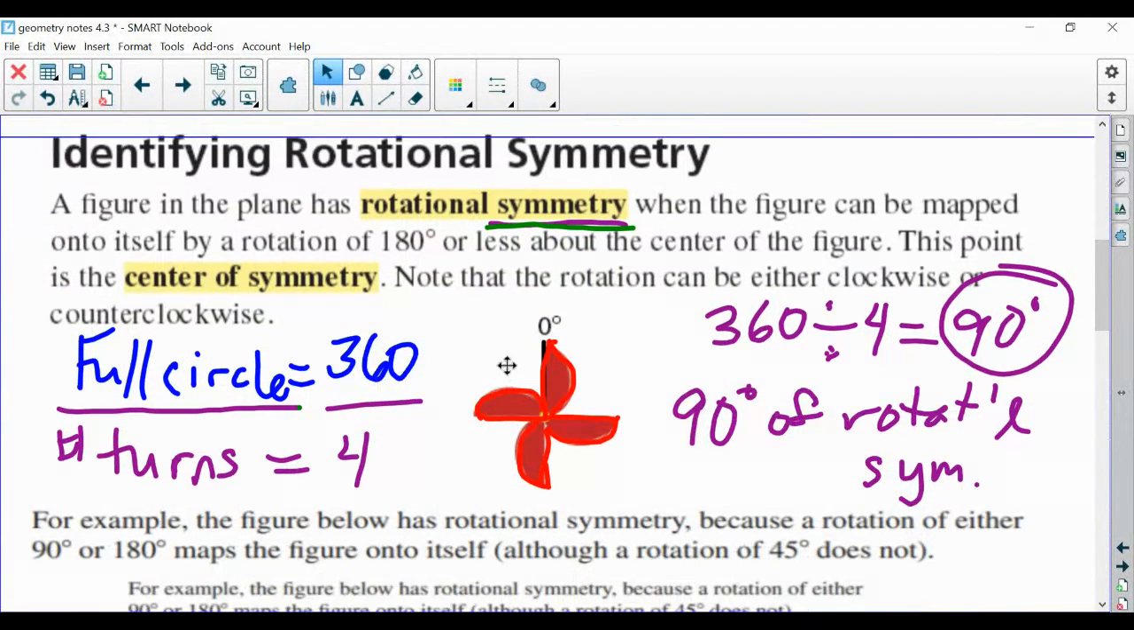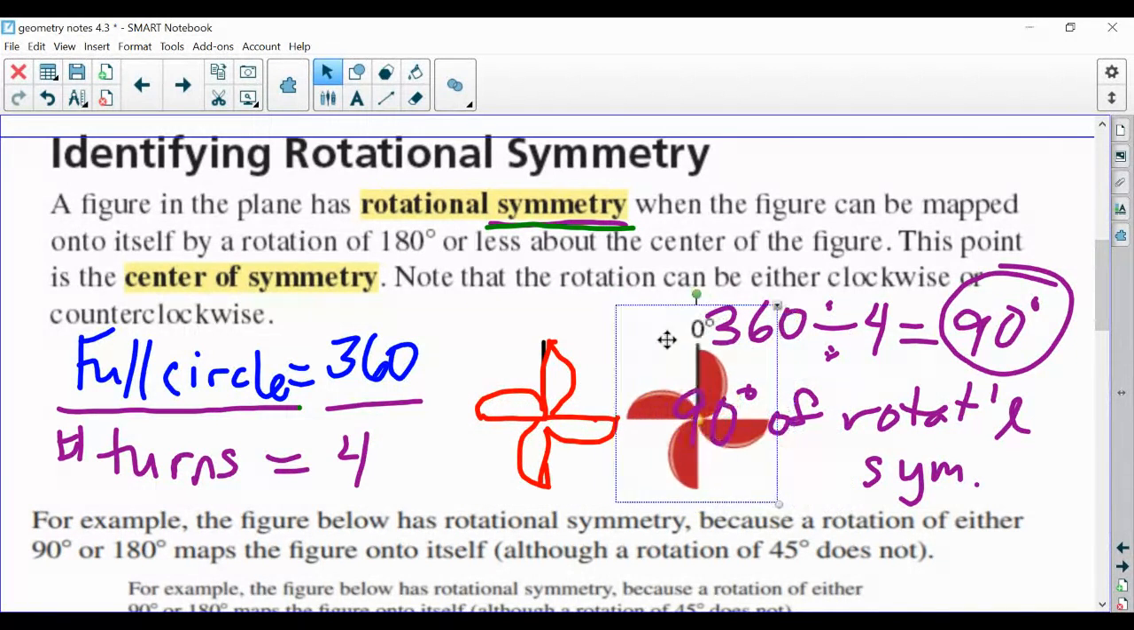Rotational symmetry. We talked about symmetry when we did reflections, right? We said that when you reflect the figure over a line and it looks exactly the same on both sides of the line, we have symmetry. And that's line symmetry. Well, rotational symmetry means you can turn an object and it still looks exactly the same. So check out this little pinwheel.